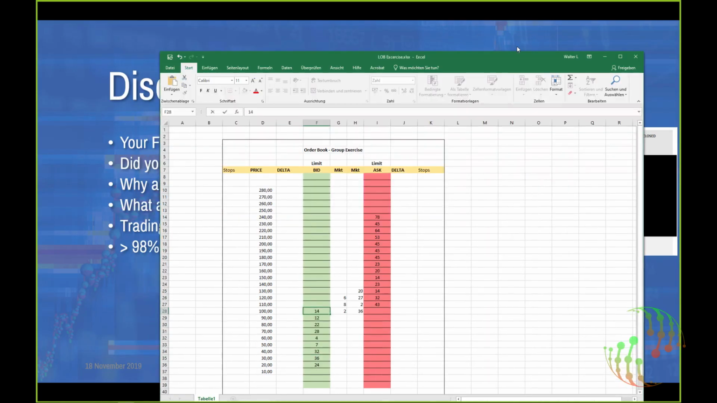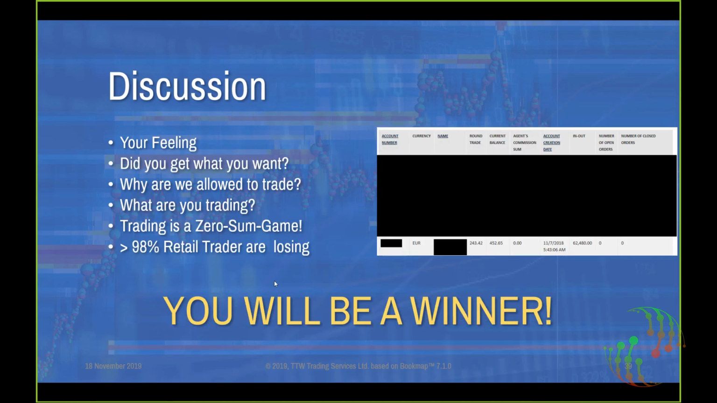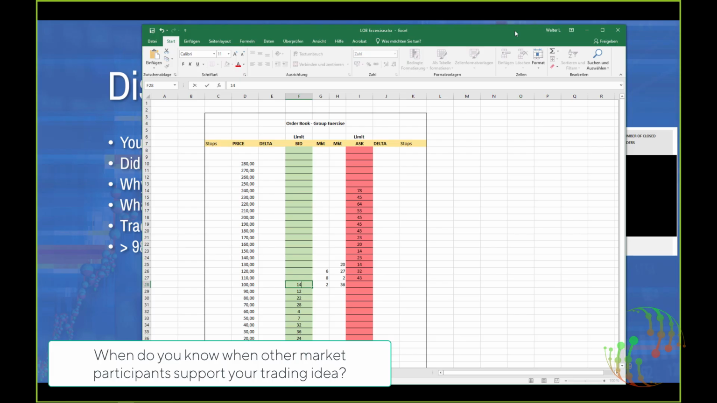But I would like to discuss with you, why are we allowed to trade? What is the reason that we are allowed to trade? Yes, we have access to every exchange in the world. What are you trading? And at least we should understand that trading is at the end a zero-sum game. He asked, when do I know when other buyers or sellers support my idea? Exactly. When do I know that?